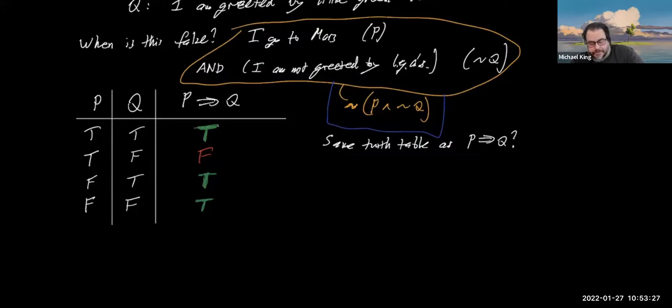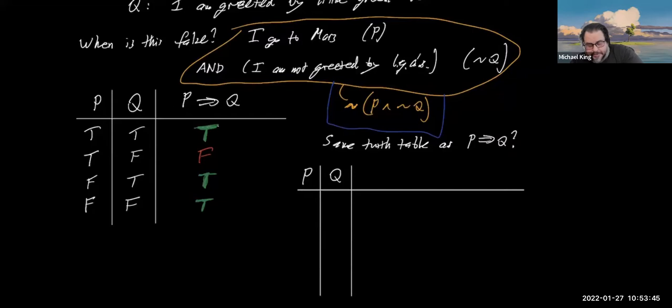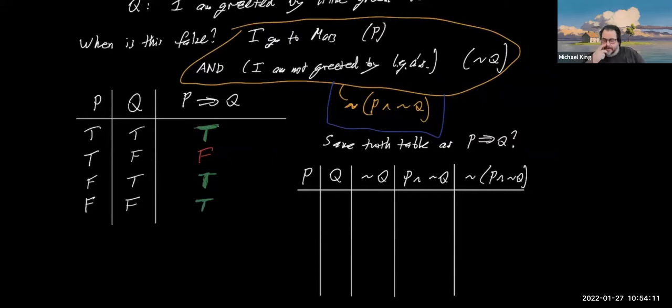And you can do it. In fact, you should do it. I should let you get ahead of me and do it yourself, and then I'll play catch up. So let's actually build the truth table for this. So not Q, then the next step could be P and not Q, and then the negation of that, not, parentheses, P and not Q. So build this truth table and see if you get the same thing as the truth table for implies.